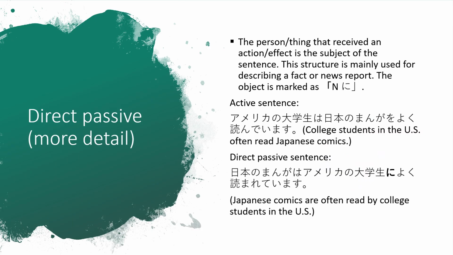Direct passive, more in detail. The person or thing that received an action or effect is the subject of the sentence. This structure is mainly used for describing a fact or news report. The object is marked as N に。Active sentence. アメリカの大学生は日本の漫画をよく読んでいます。College students in the US often read Japanese comics. Direct passive sentence. 日本の漫画はアメリカの大学生によく読まれています。Japanese comics are often read by college students in the US.